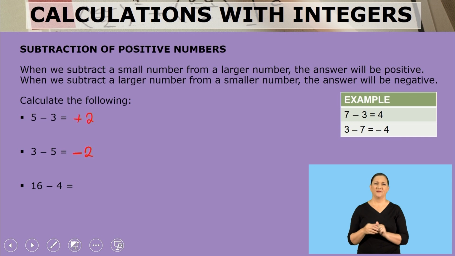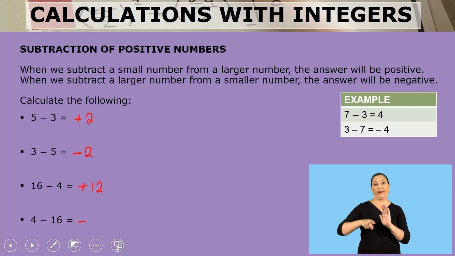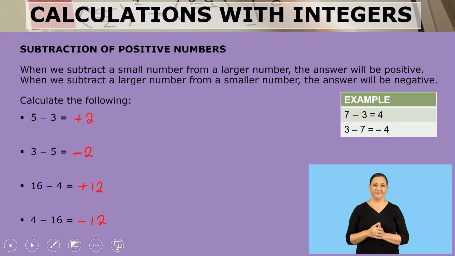The same is for 16 minus 4. 4 is the smaller one. So my answer is going to be positive, and that's going to be a positive 12. And then if we say 4 minus 16, because I am subtracting a larger number, then my answer is going to be negative, and that is going to be a negative 12 as my final answer.